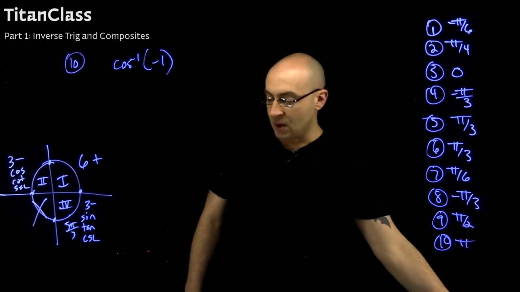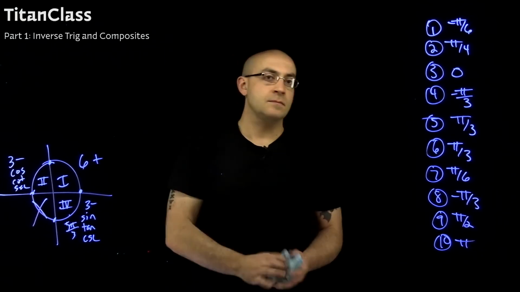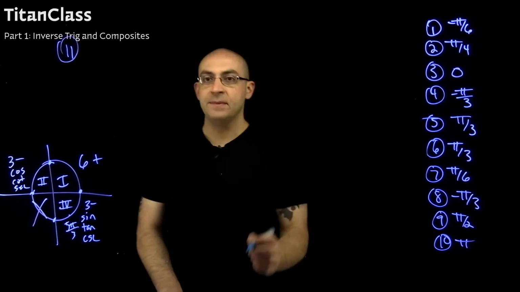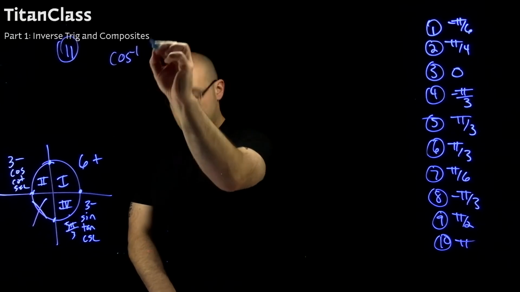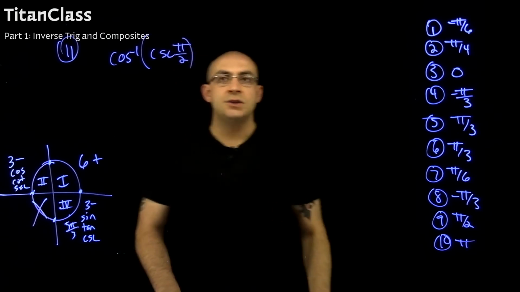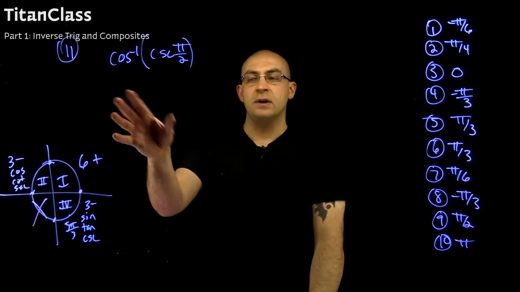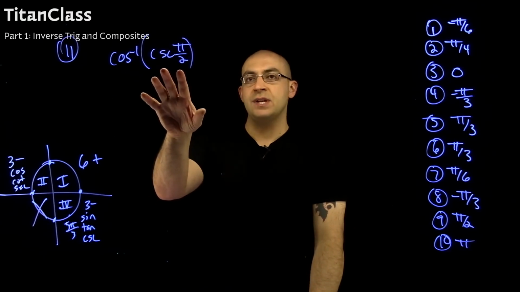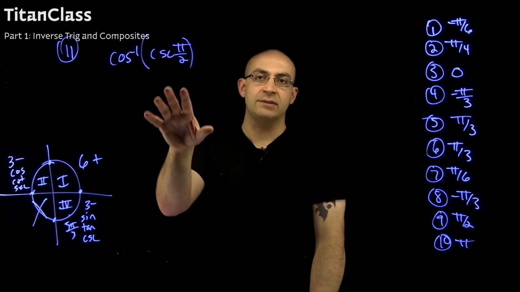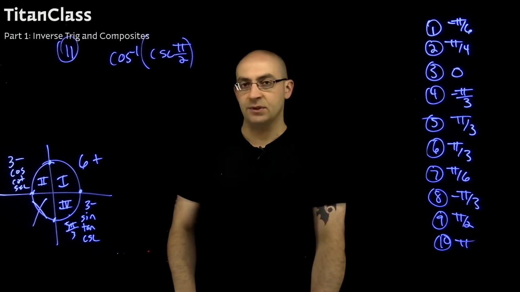Let's go ahead and get to the next set, which is going to be composites. Number 11. Inverse cosine of cosecant pi over 2. When I have a composite, we have to go from the inside out. So first, I want to evaluate cosecant of pi over 2, then substitute that value into the same parentheses and find inverse cosine at that value as well.